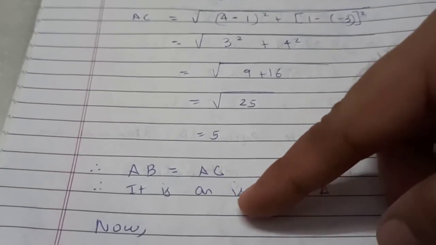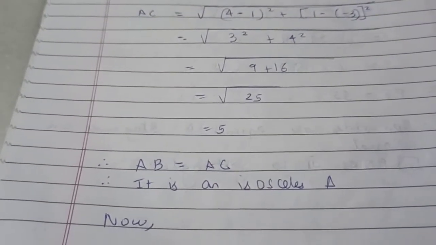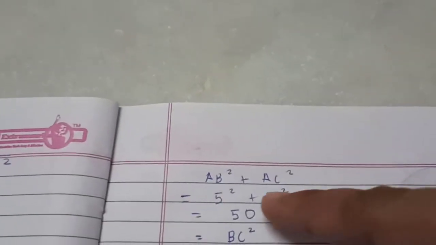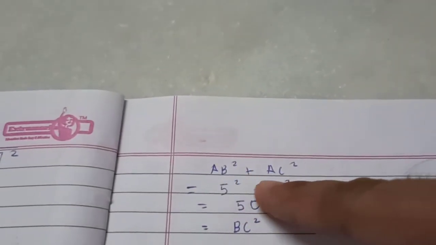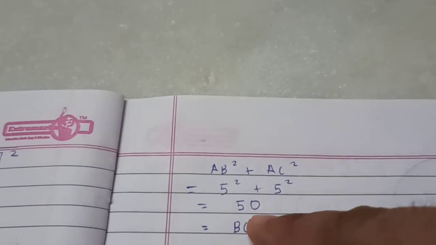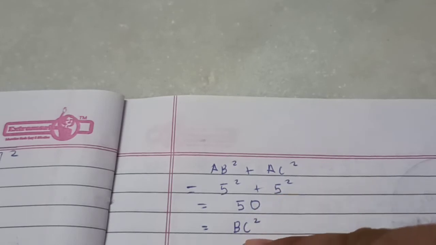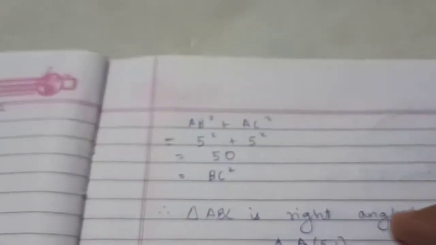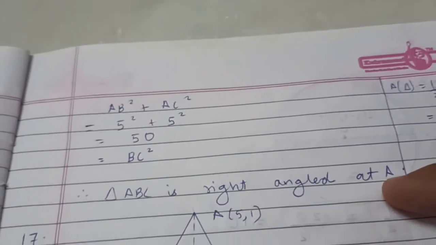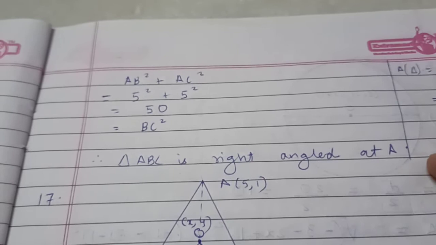But how to prove it as a right angle triangle? Well, if you take the sum of the squares of the two smaller sides, it is equal to the square of the biggest side. So by converse of Pythagoras theorem, it is a right angled triangle, and the right angle is at vertex A.